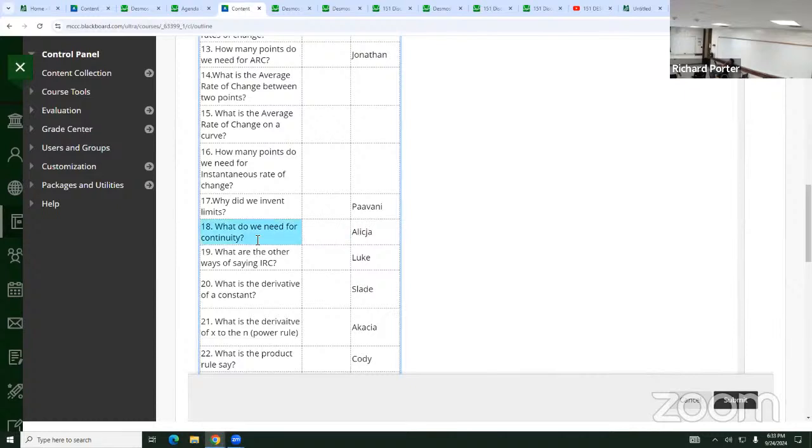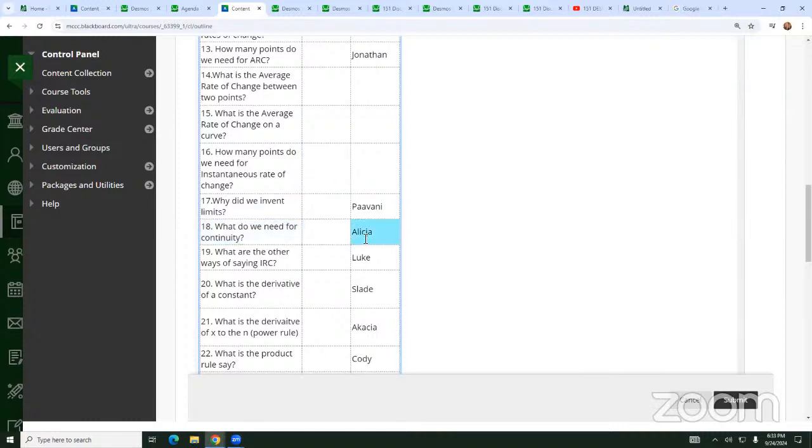Alicia, what do we need for continuity? The function needs to exist, the limit needs to exist, and the function equals the limit. They have to equal each other. Function equals the limit. Okay.